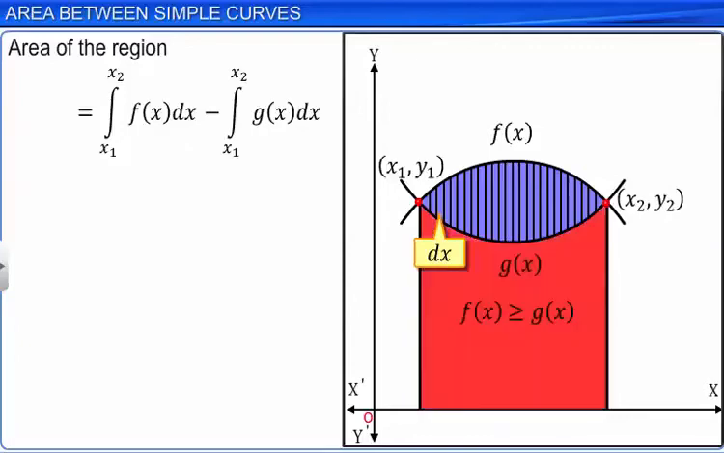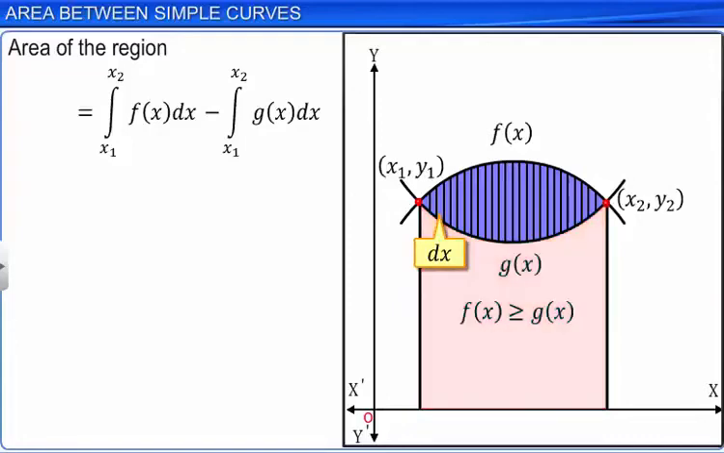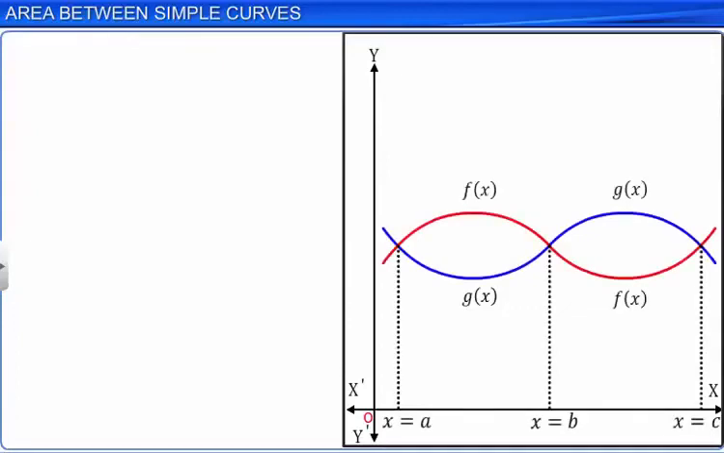Now, let's take another case. Consider the graphs of the functions f of x and g of x shown here. Let's find the formula to calculate the area of the region enclosed between these two curves. In the interval a to b, f of x is greater than or equal to g of x, and in the interval b to c, g of x is greater than or equal to f of x. So we divide the region into two parts and write the integral as shown.